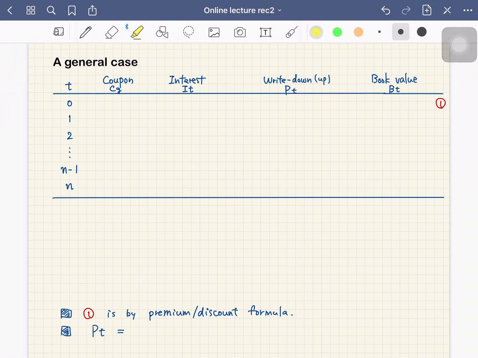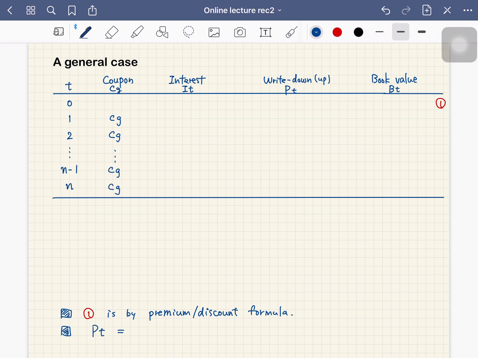Hi everyone. So next we want to make a general case of amortization table for bonds. At first the coupon is Cg, so the coupon for every year is Cg.